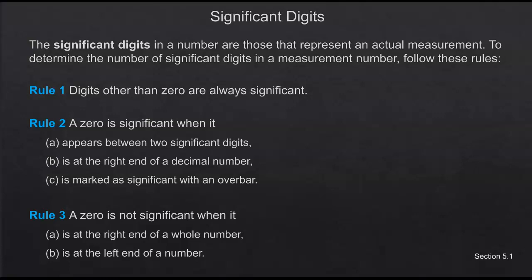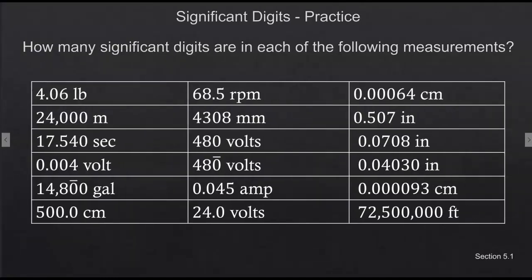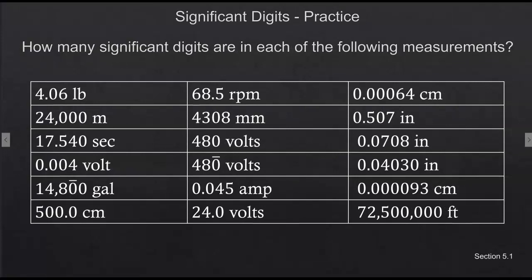A 0 is not significant when it is at the right end of a whole number or the left end of a number. Now, I want you to keep these rules in front of you as we go through trying to figure out how many significant digits are in the numbers in the chart following this, so you can refer back. Also, you may want to pause the video and see if you can list how many significant digits are in each of these measurement numbers. So I'm going to go through the first column and talk about each one briefly.